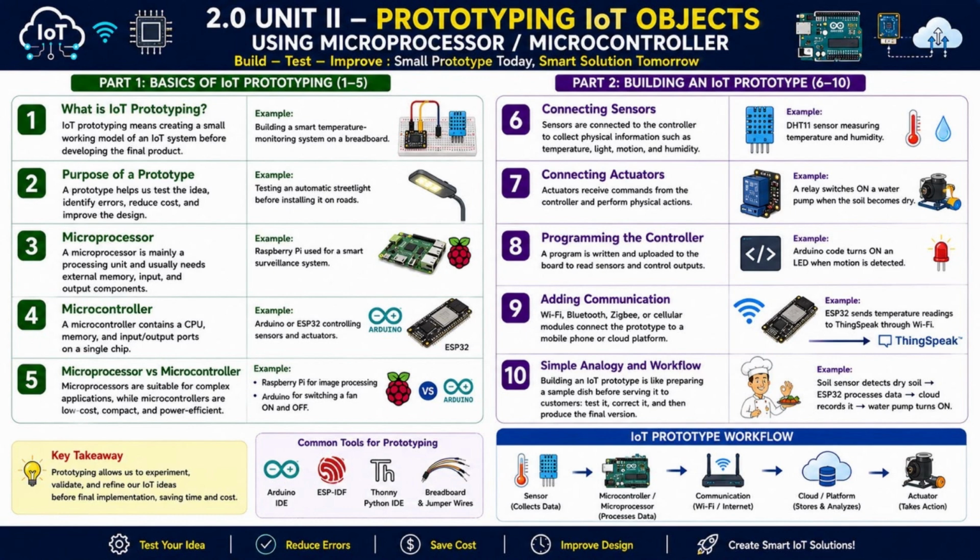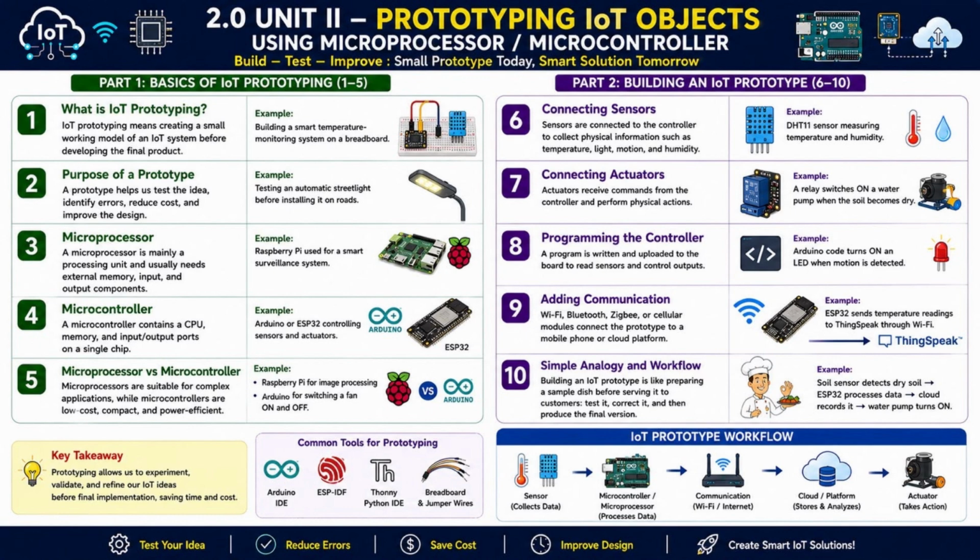A microprocessor is mainly a processing unit and usually needs external memory, input, and output components also. What examples, sir? Microprocessor examples, please. Raspberry Pi is used for a smart surveillance system. It became famous in the world.